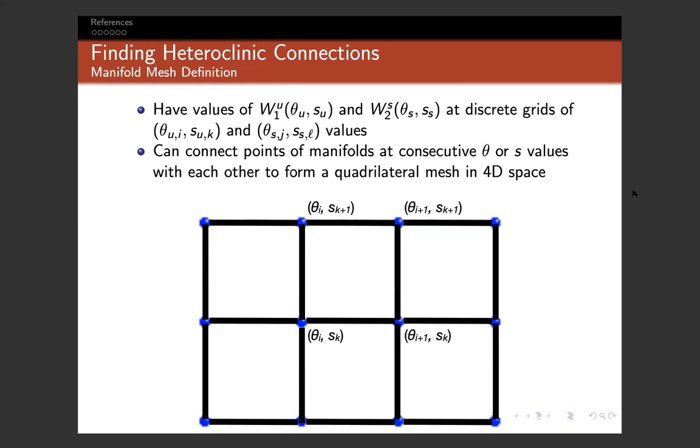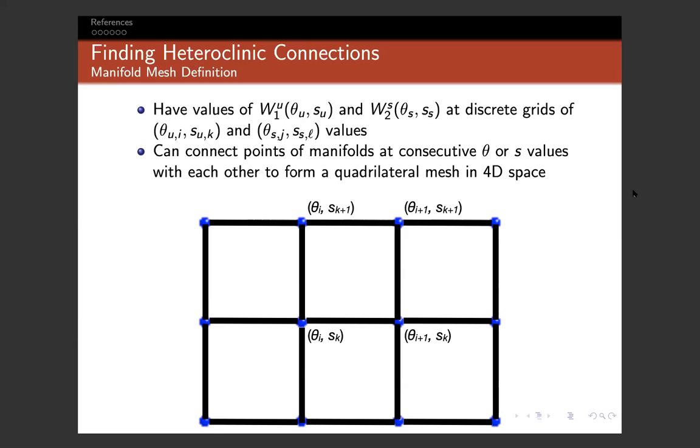So now that we have a method of finding W^U and W^S, unstable and stable manifolds, accurately, what we want is to find connections. So the first step in this is that we represent the manifolds as meshes by computing W^U and W^S, let's say the unstable and stable manifolds, at discrete grids of theta and S values. So you just take, of course, the theta values are the ones that we had earlier, 2 pi i divided by n for i from 0 to n minus 1.